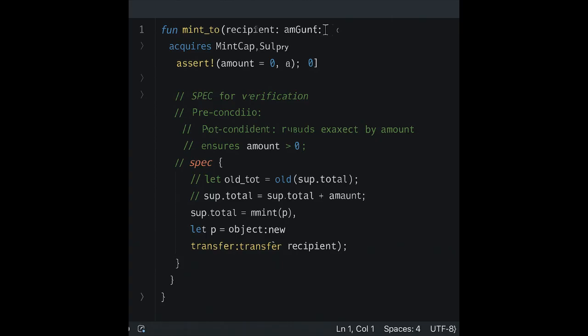All identifiers in scope are usable. old(sup.total) captures the pre-call value. Run sui move prove. If both conditions hold, a green badge appears. If you comment out the code line updating the total, the prover instantly flags the failure.